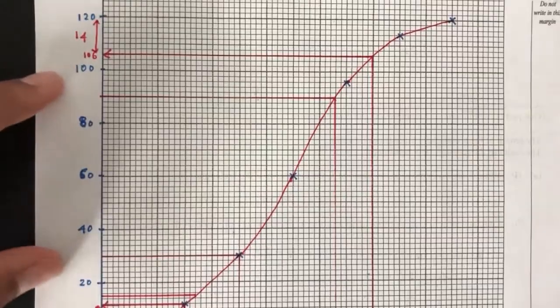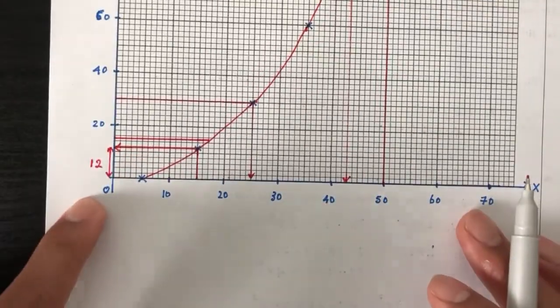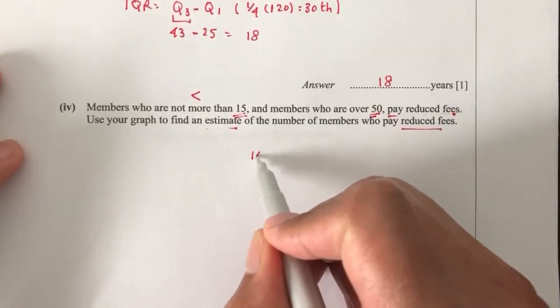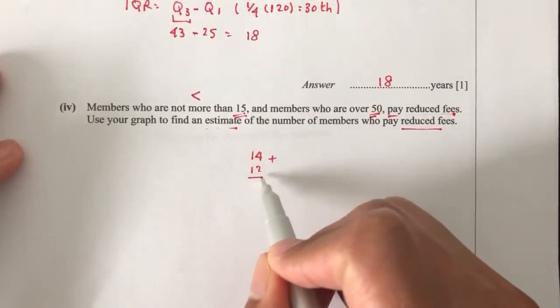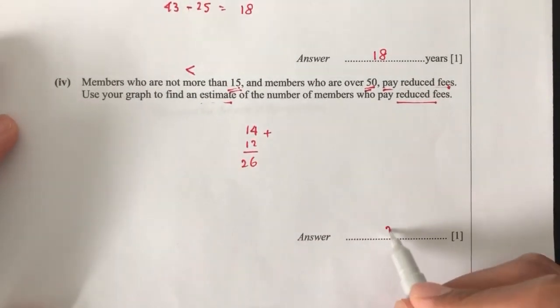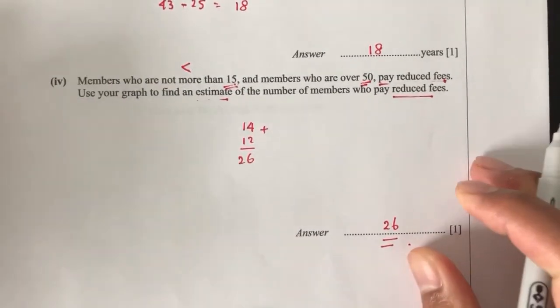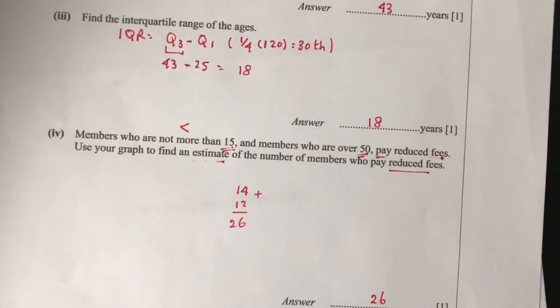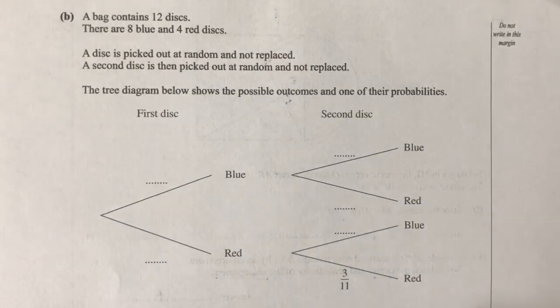So in total here we have 14 plus 12 pay reduced fees. So the answer will be 14 plus 12, that will be 26. So 26 people pay reduced fees. And that will be question number 11. Moving on to question 11, part B.